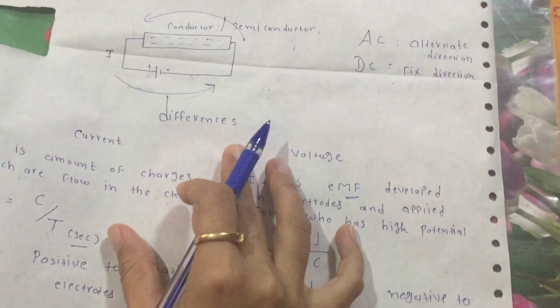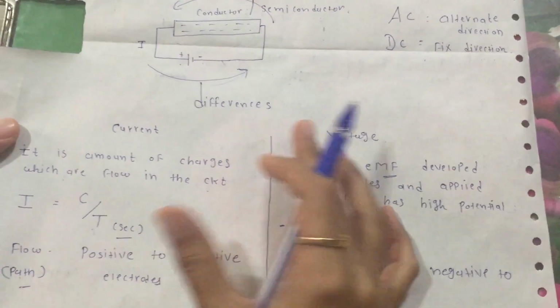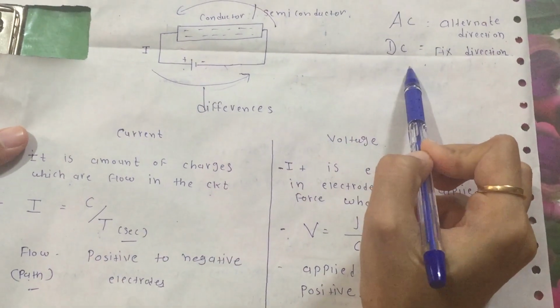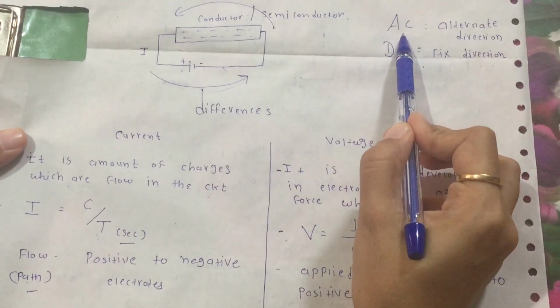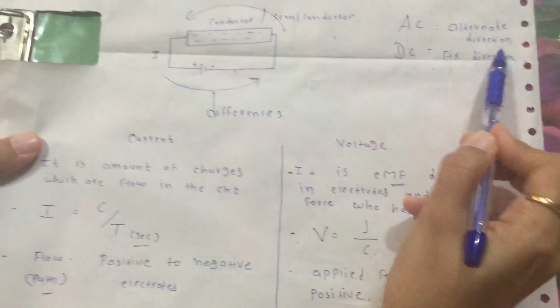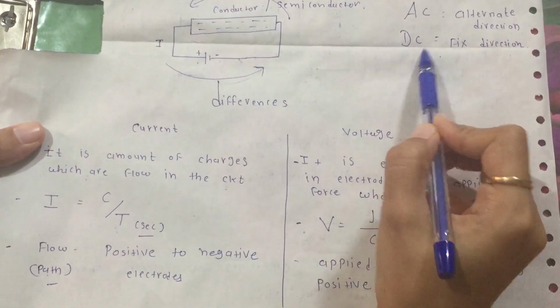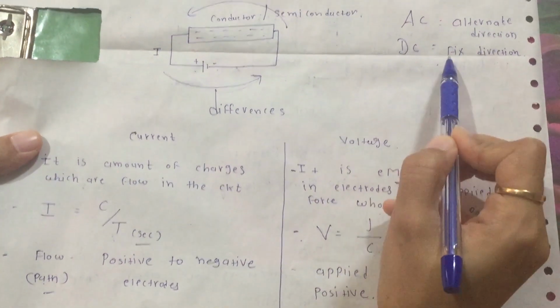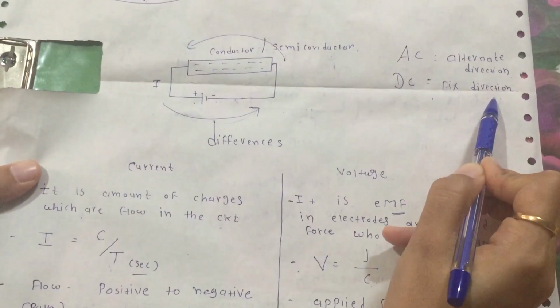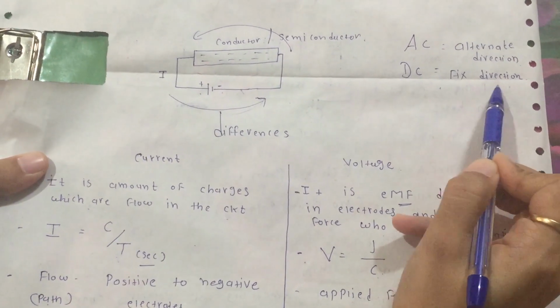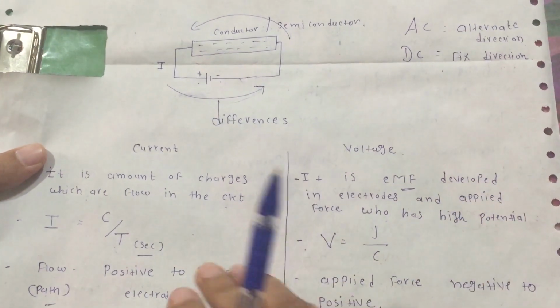There are also types of current, AC and DC. AC is alternating current, meaning the current flows in alternating directions, and DC means direct current, which has a fixed direction. It cannot change the direction of electrons or flow of the current.